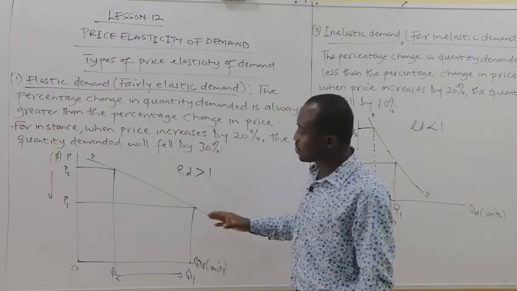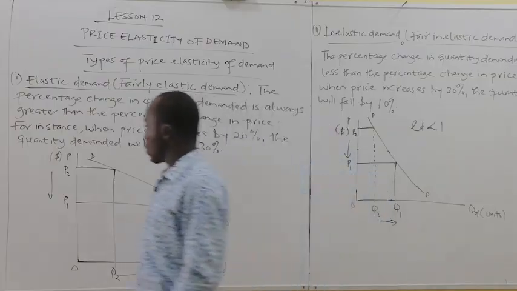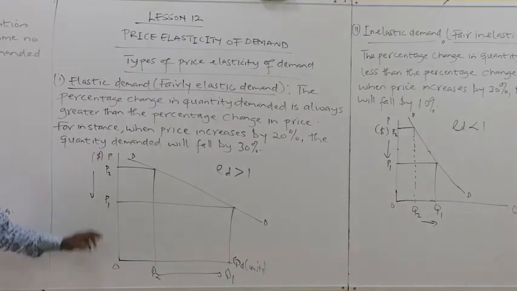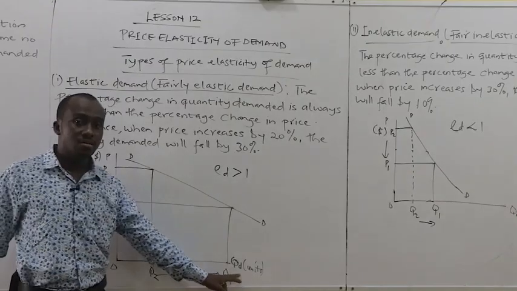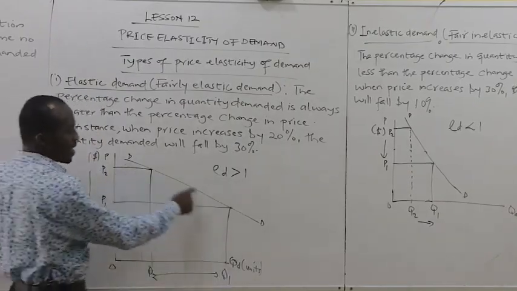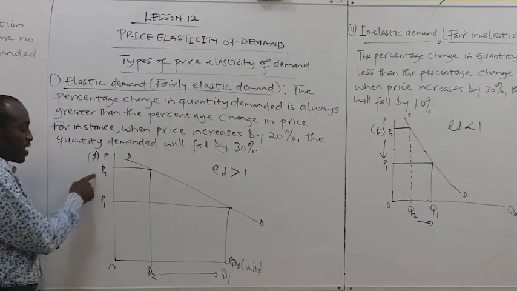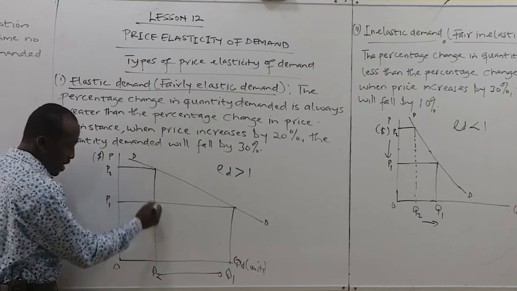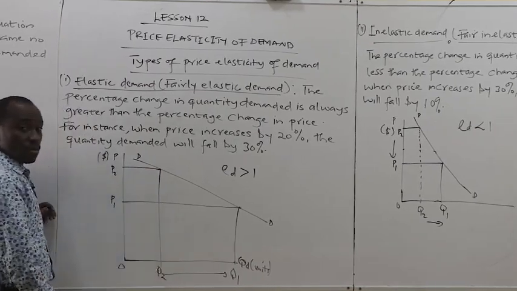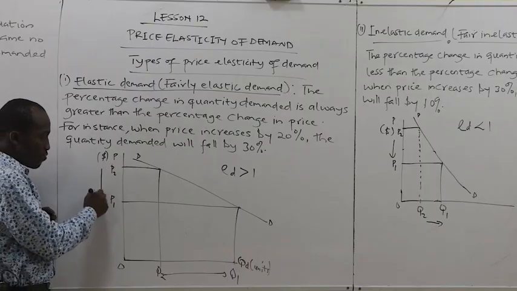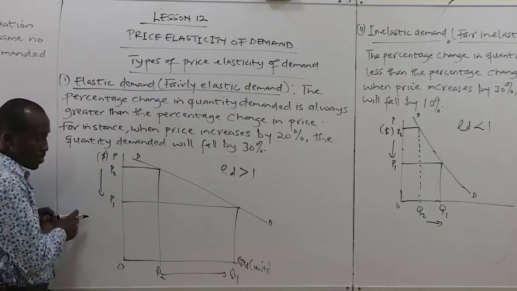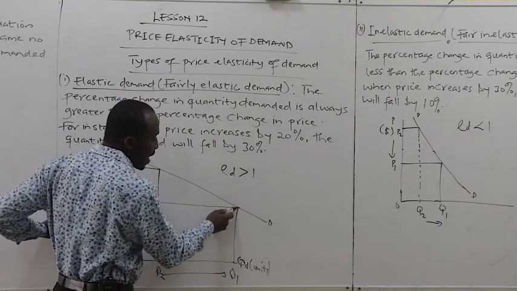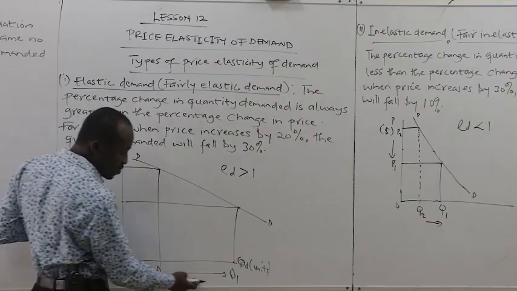So let's use this diagram to explain the point here. What do we see here? Remember we have our price axis here, we have our origin, and we have the quantity. So we have our demand curve here. Let's assume that price was at P2. If you trace the price down to the demand curve, we're going to have Q2. That's quantity 2. When price reduced to P1, what happened? If you trace P1 to the demand curve, the demand increases to Q1.